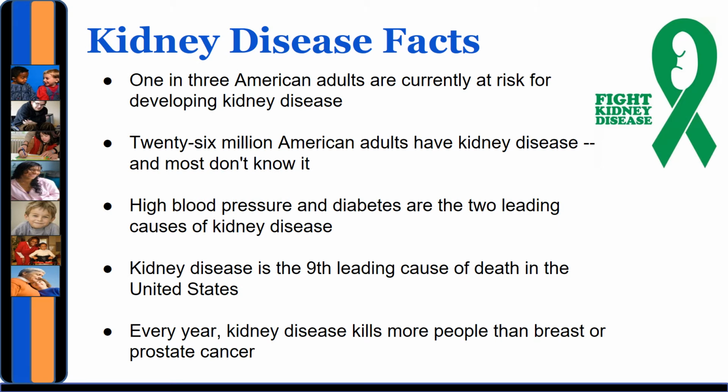1 in 3 American adults are currently at risk for developing kidney disease. 26 million American adults have kidney disease, and most don't know it. High blood pressure and diabetes are the 2 leading causes of kidney disease. Kidney disease is the 9th leading cause of death in the United States. And every year, kidney disease kills more people than breast or prostate cancer.